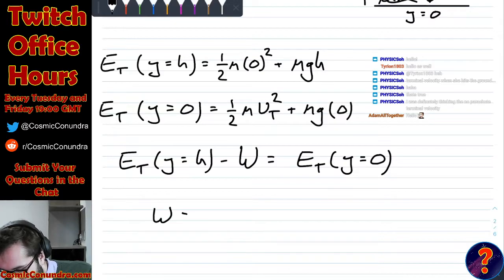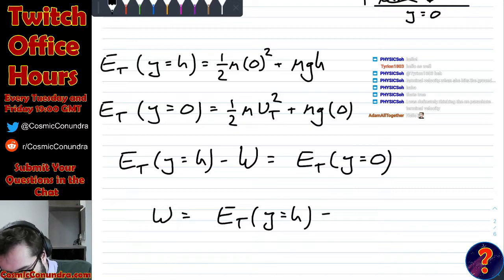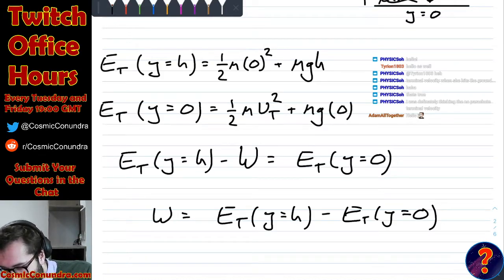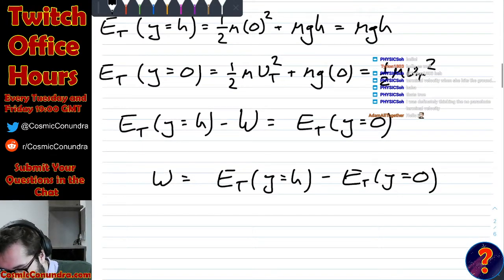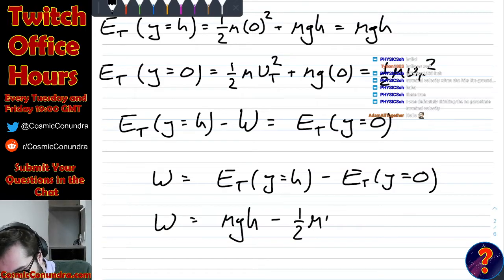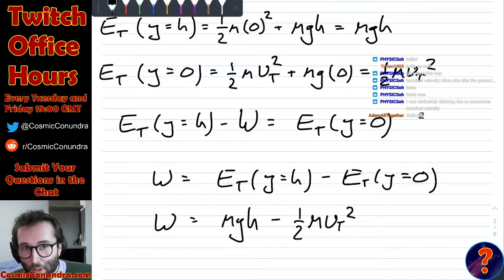And now we can rearrange for W, of course. So W is the energy at the top minus the energy at the bottom. And now we can calculate this. Here we have v is 0, so this is quite simply just mgh for the total energy at the top. And the total energy at the bottom, because she has 0 height, is just half m terminal velocity squared. Therefore, the total work done is mgh, the energy she has at the top, minus half m vt squared, the energy she has at the bottom.